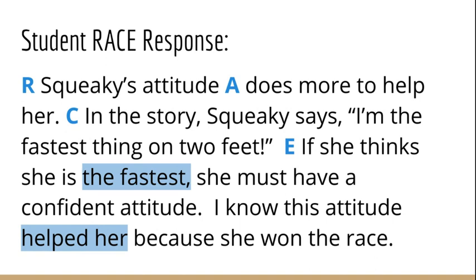Now I highlighted 2 different things here. Here's why. Here's a good tip. You put words from both your answer and your C, cited evidence, in your explanation. So notice I put "the fastest." That came from my cited evidence. And then "helped her," that came from my answer. If I refer to both the answer and my cited evidence in my explanation, then I know my explanation shows the connection between my answer and my cited evidence.